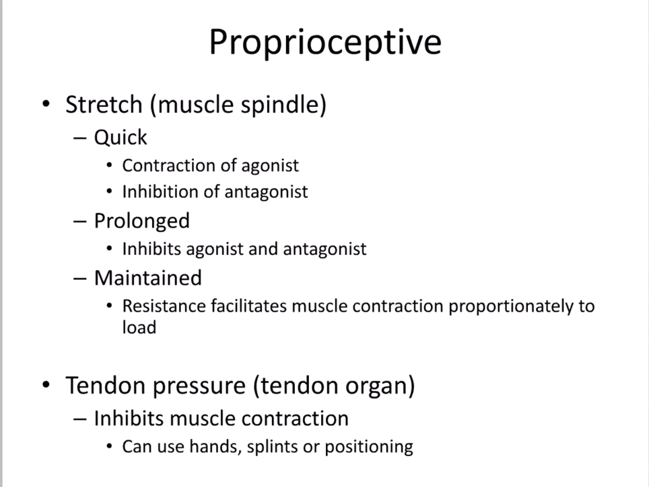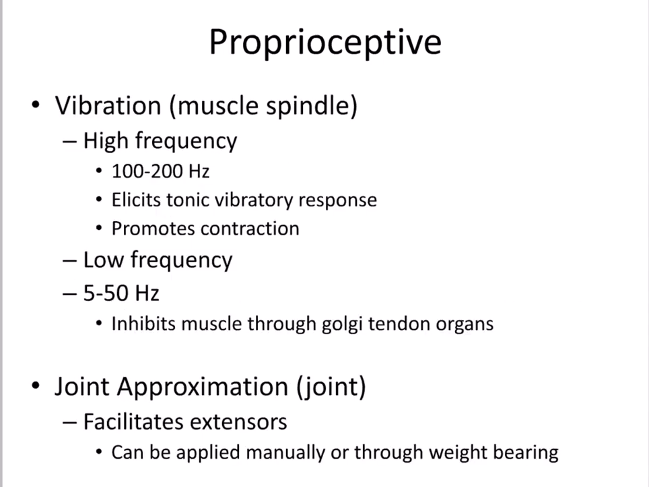Another kind of proprioceptive input that you can use in the clinic is known as tendon pressure. This works specifically through the Golgi tendon organ, and it inhibits muscle contraction. Another type of proprioceptive input that is used in the clinic is vibration. Personally, I have not used vibration in the clinic, but vibration has been shown to work through the muscle spindle.